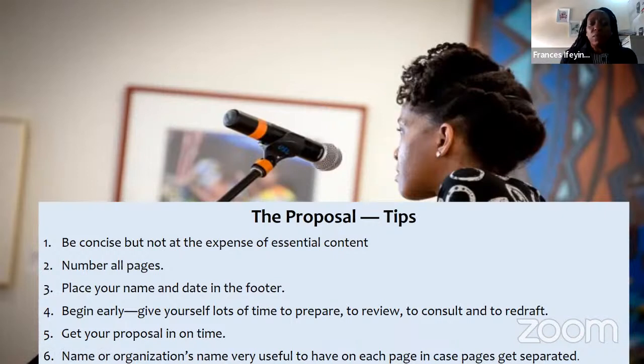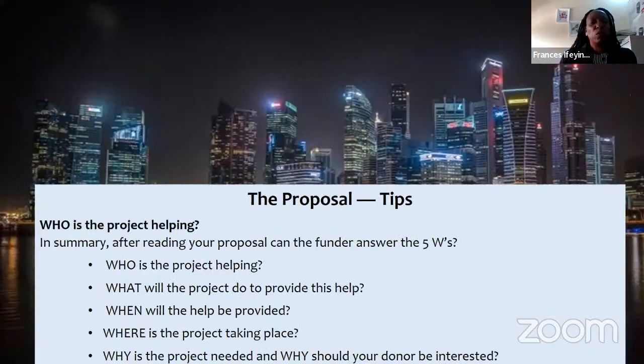Organization's name on each page, very important once more. Then, in summary, after reading your proposal, can the funder answer yes to the following W's? Who is the project helping?